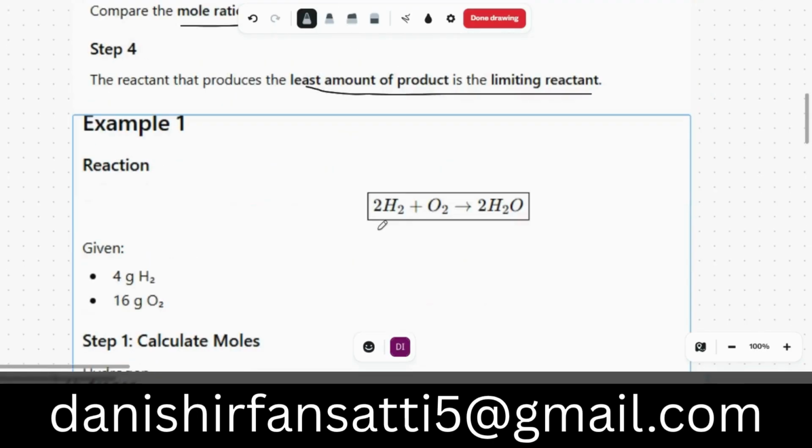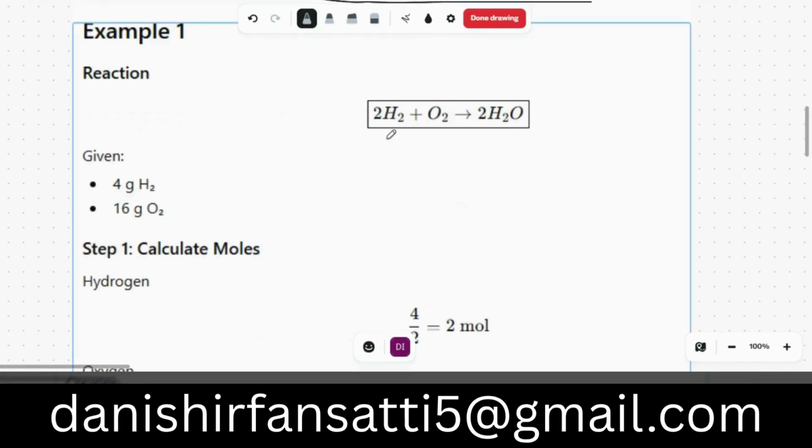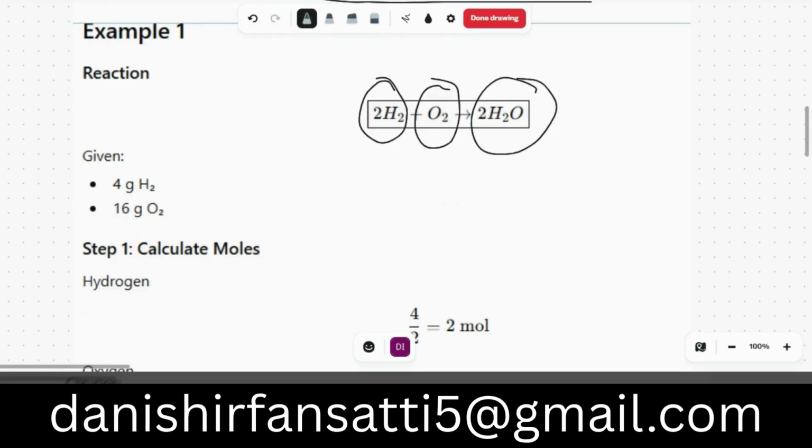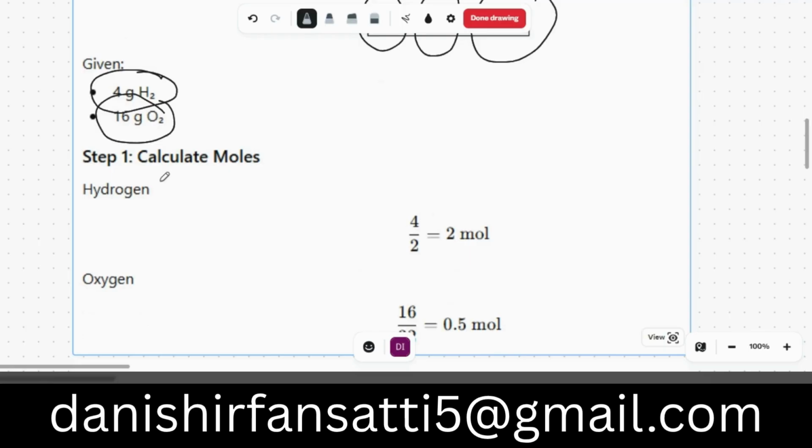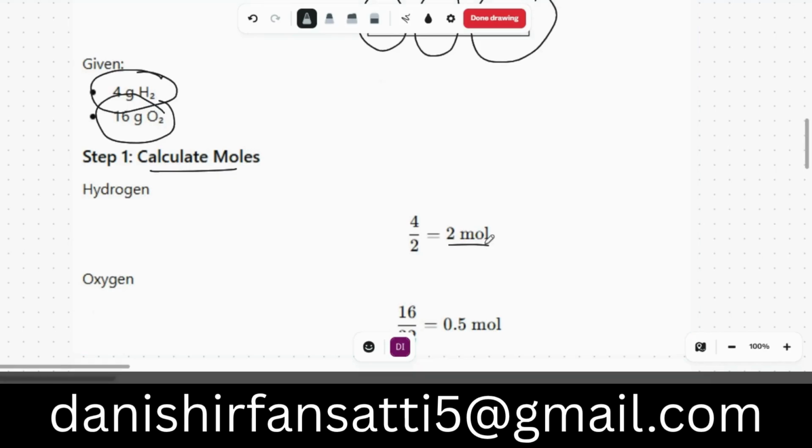For example, the reaction is 2H2 plus O2 gives 2H2O. We need 2 moles of hydrogen and 1 mole of oxygen to give us 2 moles of water. Given that we have 4 grams of hydrogen and 16 grams of oxygen, first we will calculate moles. How many moles of hydrogen are there? There is 4 grams, 4 divided by 2, that will give us 2 moles.